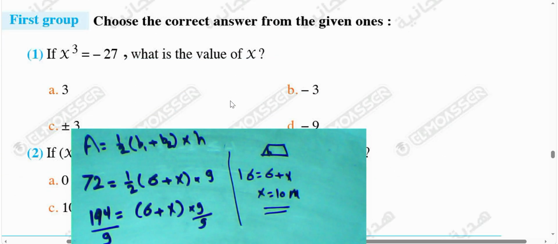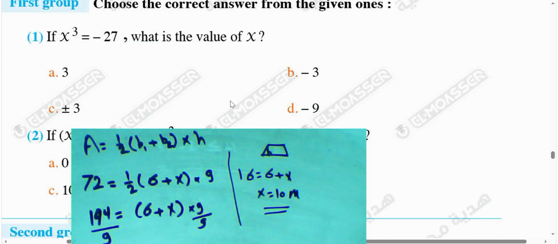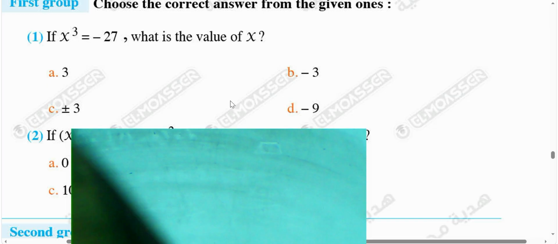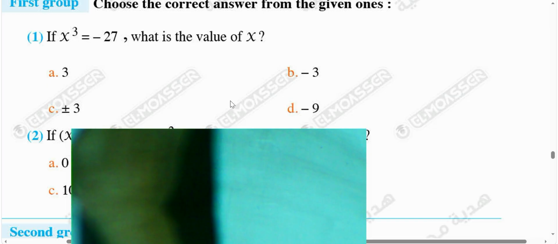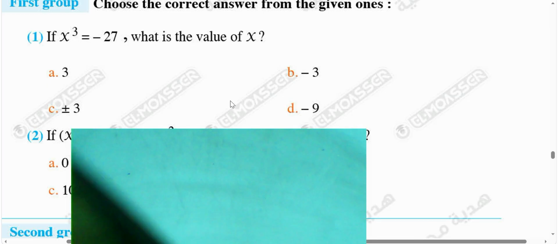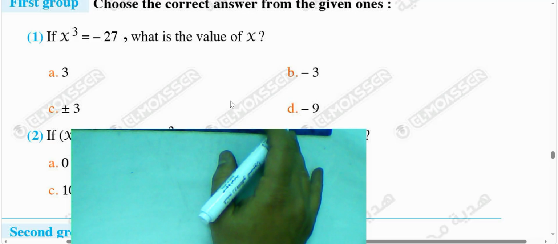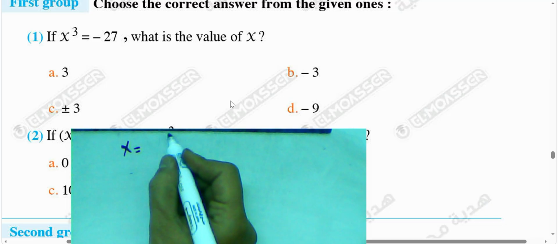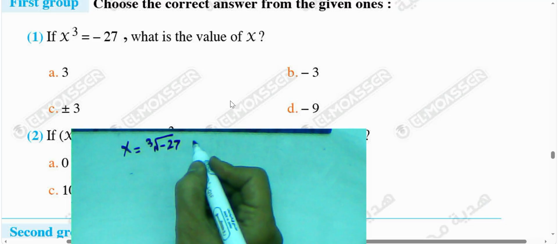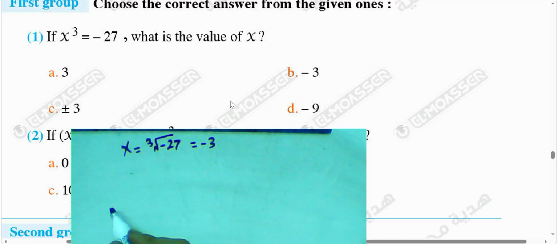Model number 5. Choose the correct answer. x power 3 equals negative 27. What is the value of x? We can find the value of x by the cubic root. The cubic root of negative 27. So x will be the cubic root of negative 27. The result will be negative 3.